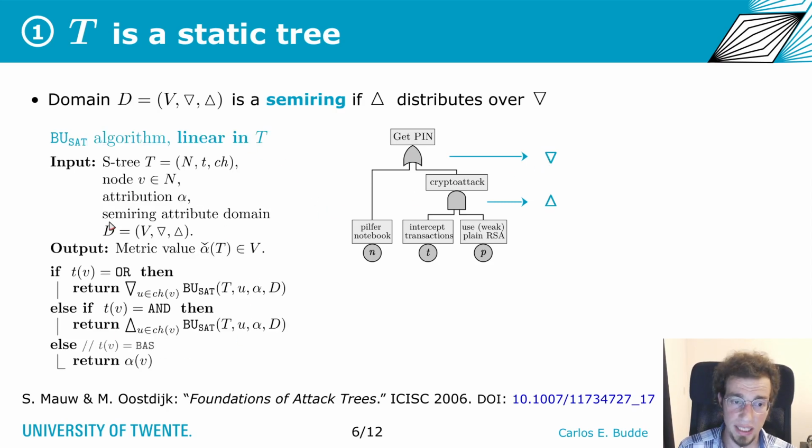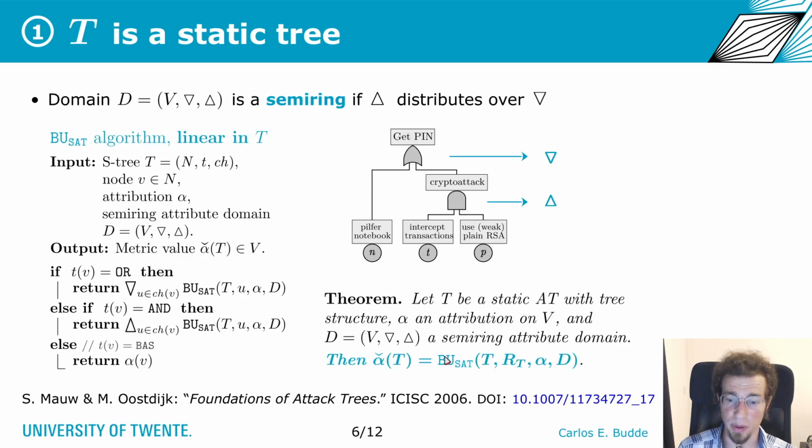The algorithm looks like this, and it can be proved that if we perform it on a tree-structured static attack tree, the value that we get is the definition of the metric that we did on the semantics. The very good thing about this algorithm is that it is linear in the size of the tree, not exponential, so this is an excellent result.